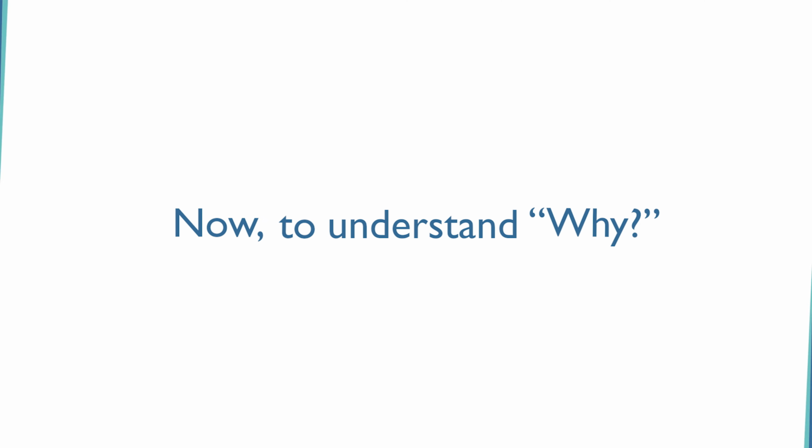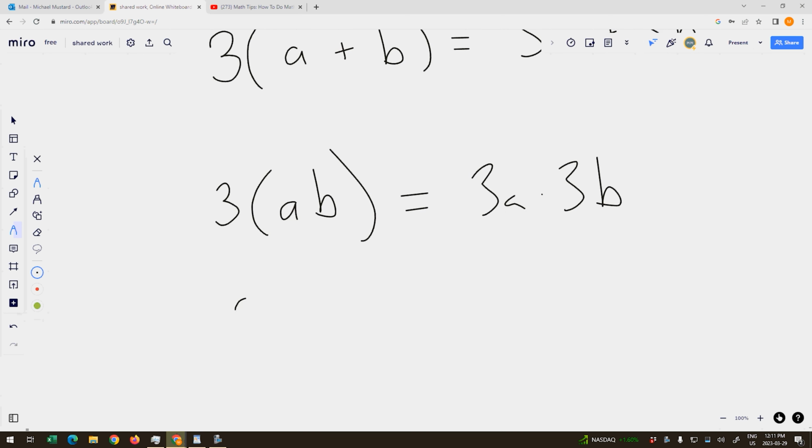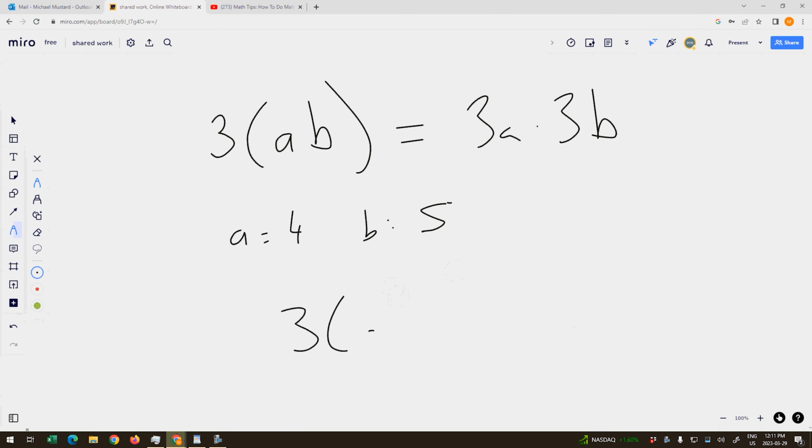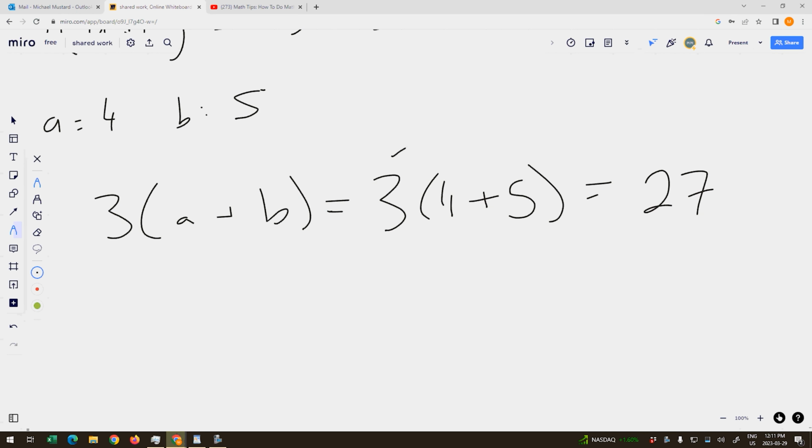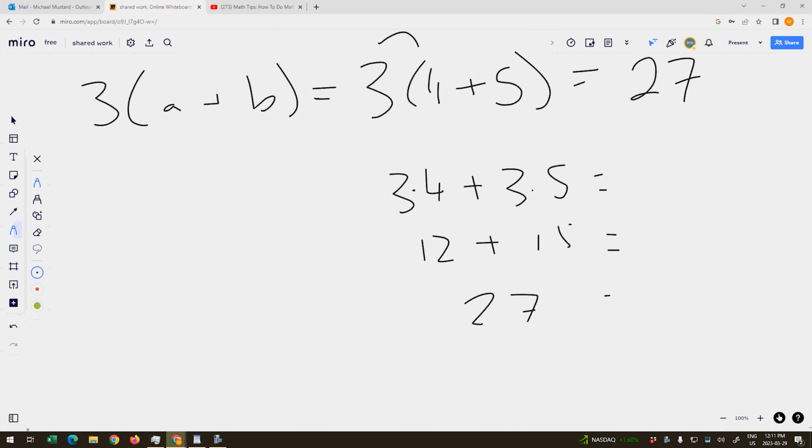Now, to understand why, a really good thing to do is replace the variables with numbers so you can see how things work. For example, let's say I, in this instance, made a equal to 4 and b equal to 5. Then if I had 3 times (a plus b), that would be the same as 3 times (4 plus 5), which of course 4 plus 5 is 9, times 3 is 27, right? Now, you can see that if I distribute 3 times 4, that's 12, and I add that to 3 times 5, which is 15, 12 plus 15 is in fact 27. And so you can see here that what we have is equal on both sides, which indicates we've done it correctly.